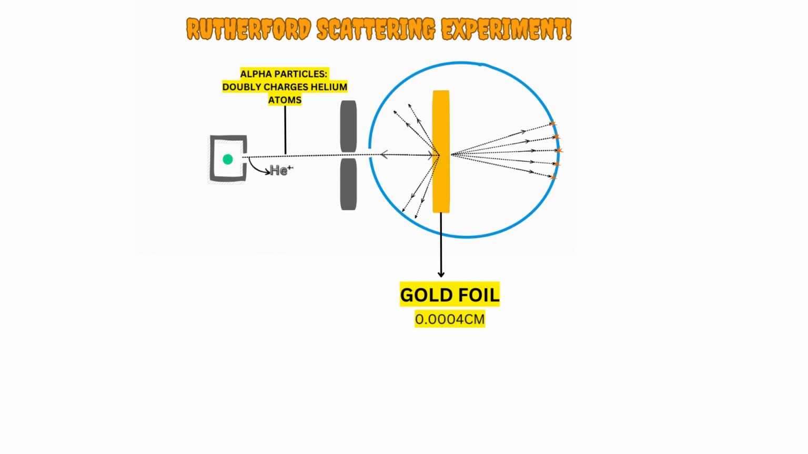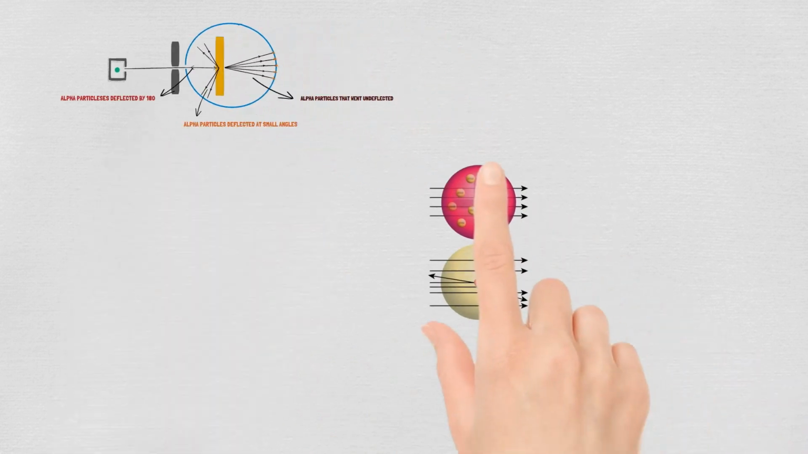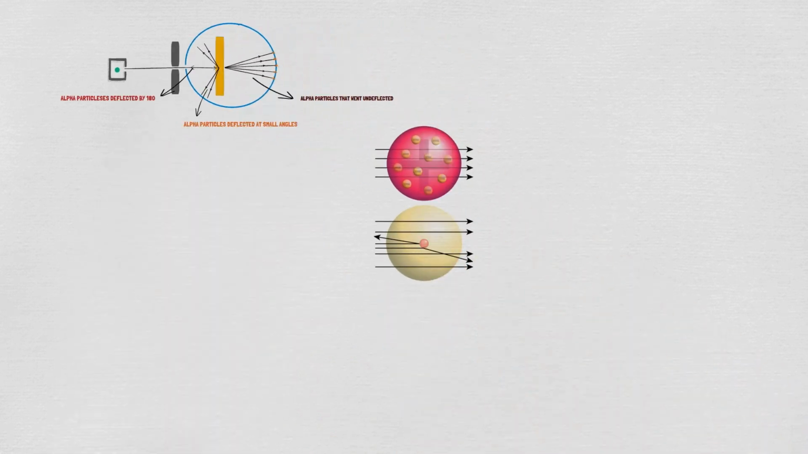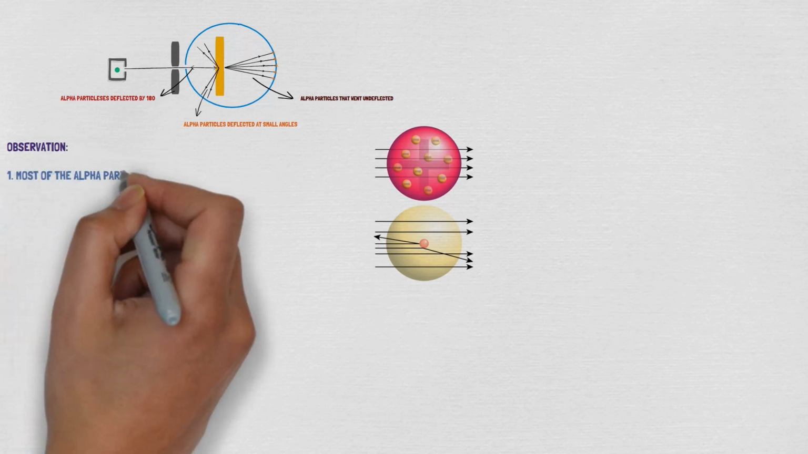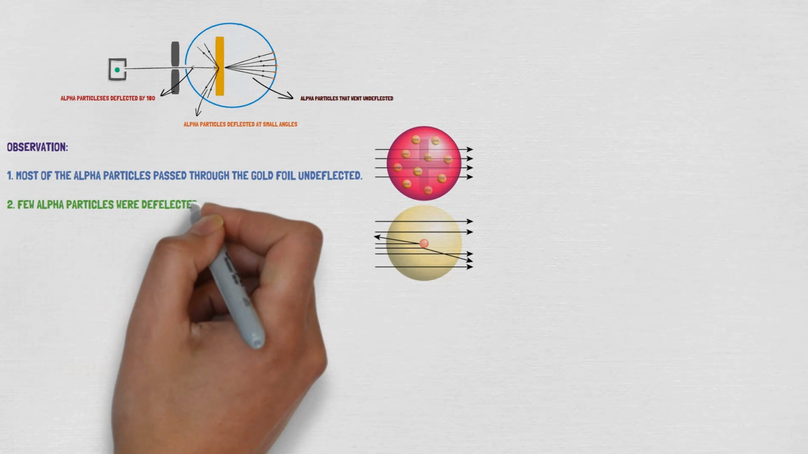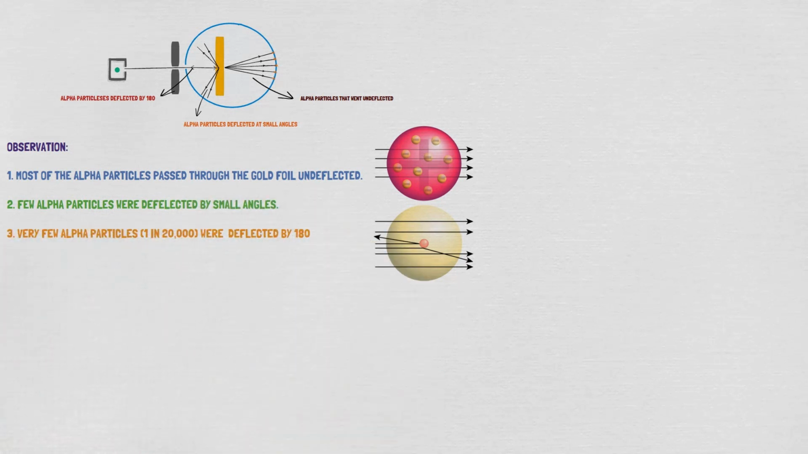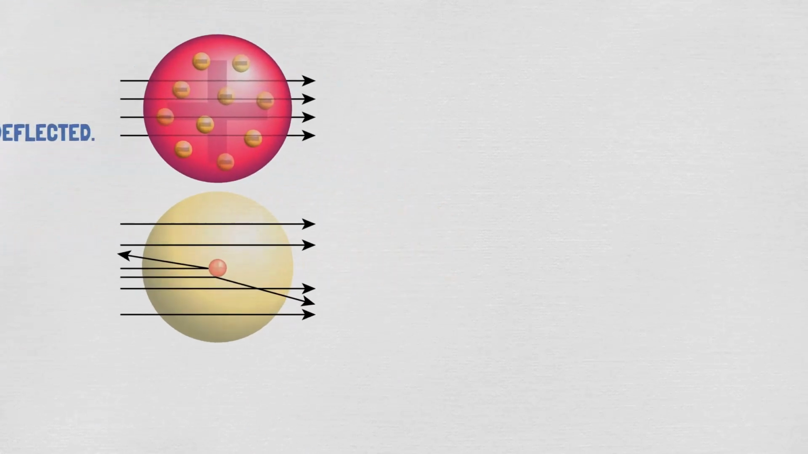Alpha particles are doubly charged helium atoms emitted by radioactive atoms such as polonium. He used a fluorescent screen to detect the alpha particles. Rutherford observed most of the alpha particles passed through the gold foil undeflected. Few alpha particles were deflected by small angles, and very few alpha particles, 1 in 20,000, deflected by 180 degrees.